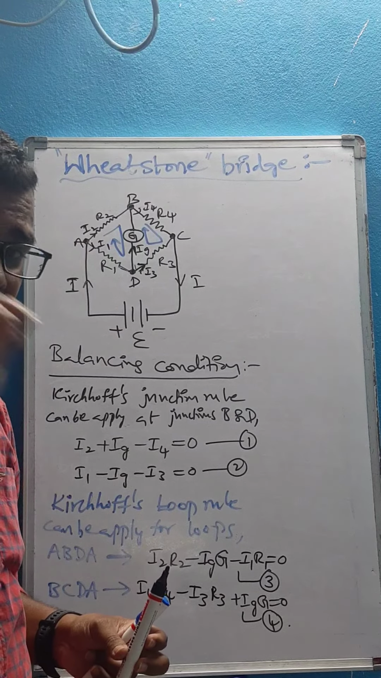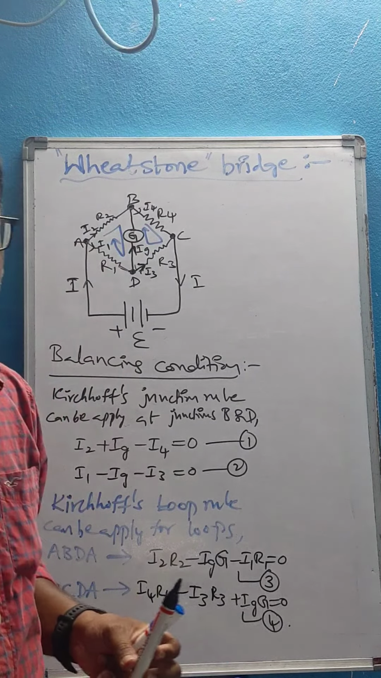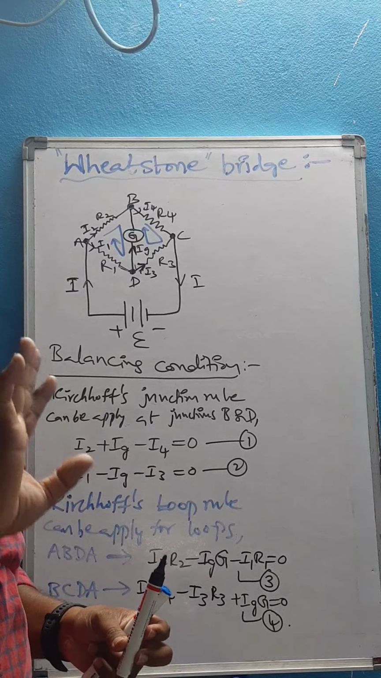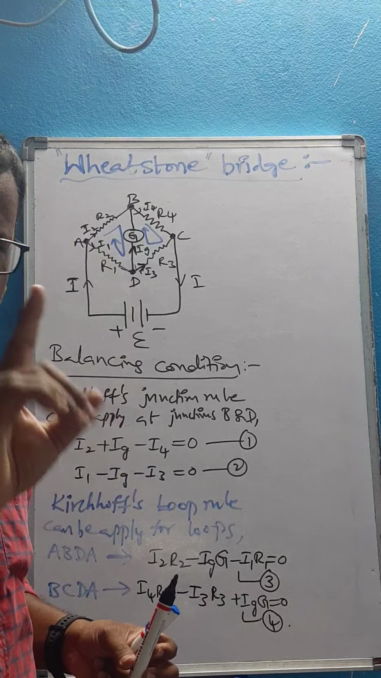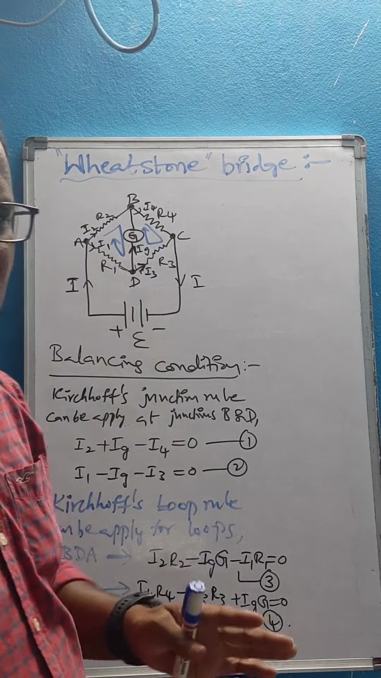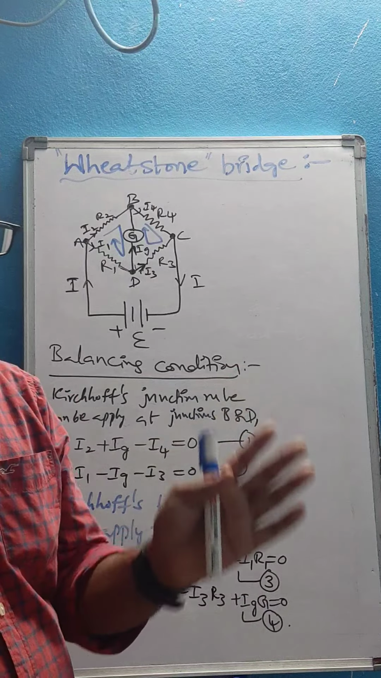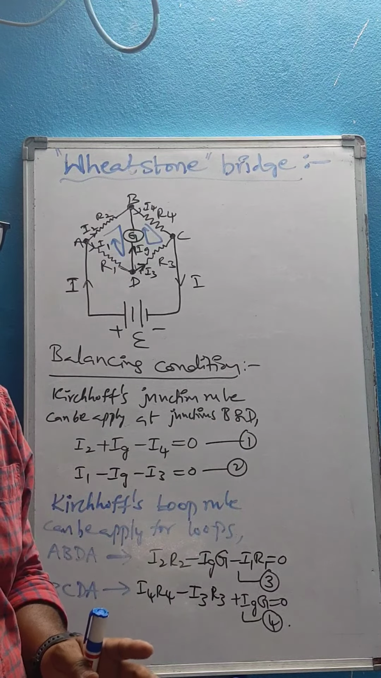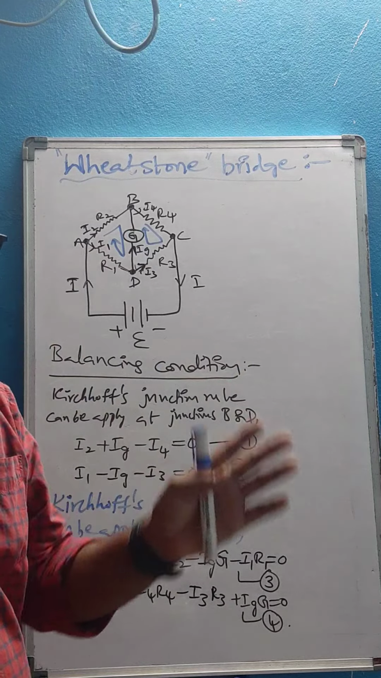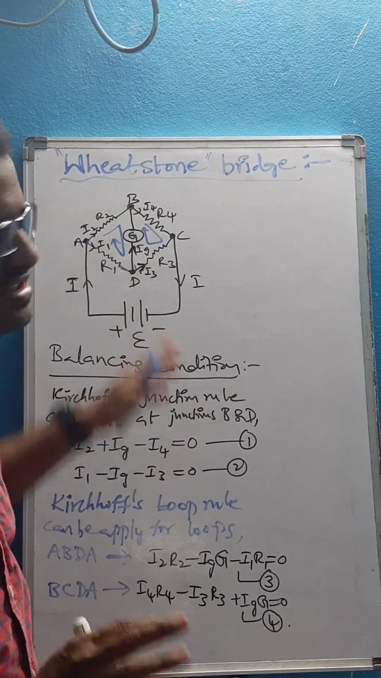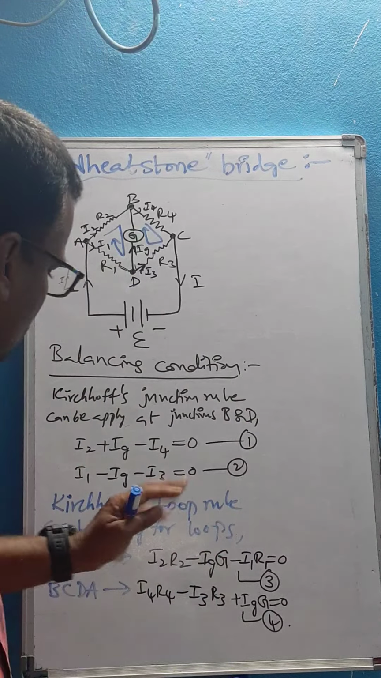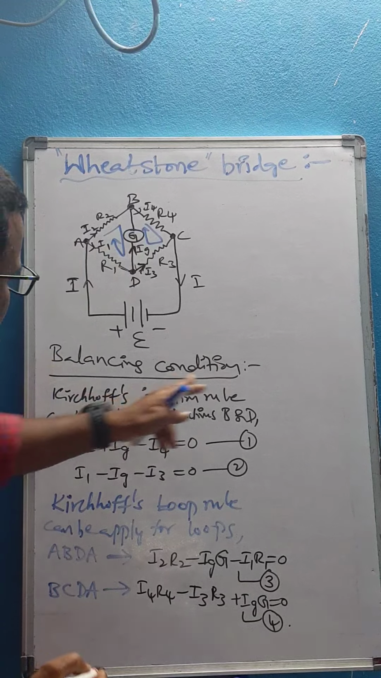If the galvanometer shows null deflection, that means the galvanometer doesn't show any reading, it shows 0 reading, then we say that the Wheatstone bridge is in balancing condition. Why? Because if Ig equal to 0, the current passing through all the resistors is the same, so the galvanometer shows 0 deflection. So this is the balancing condition.